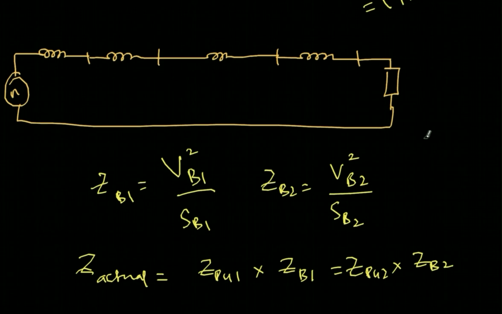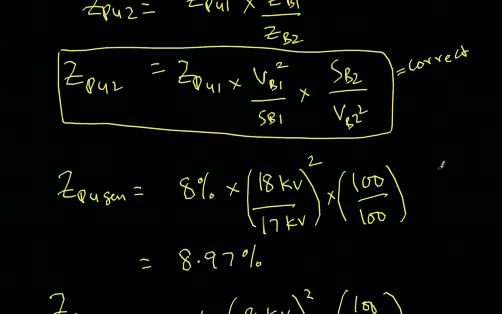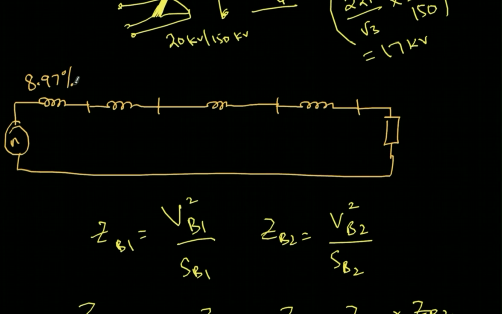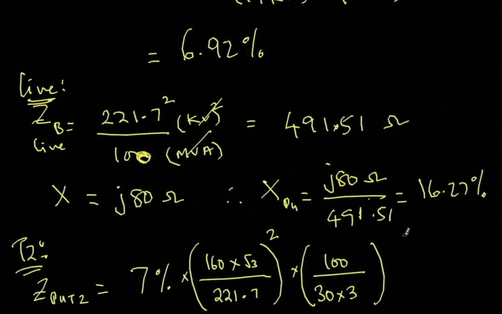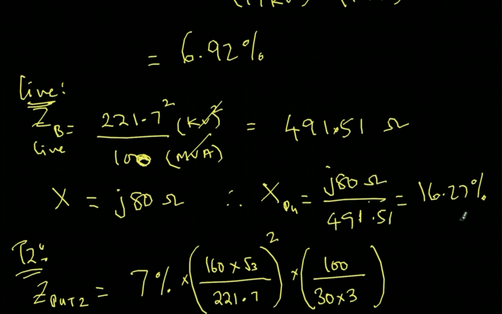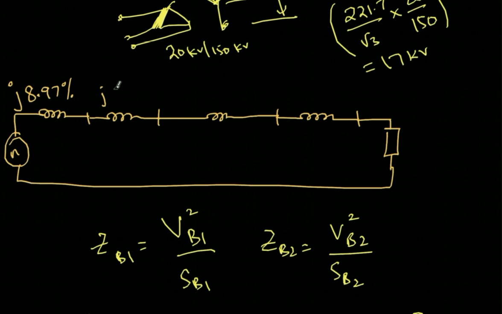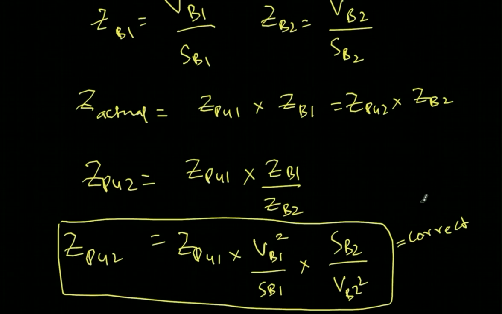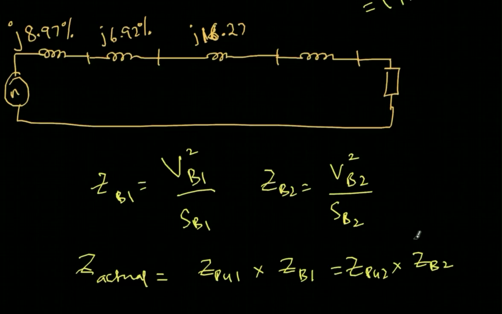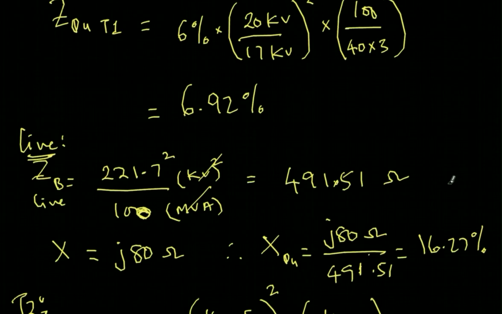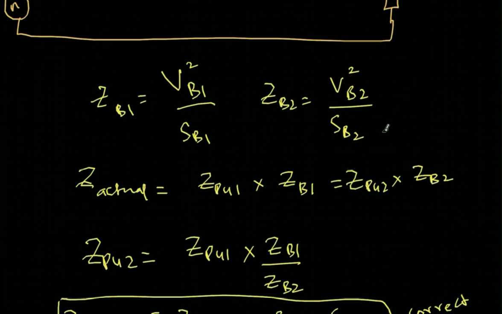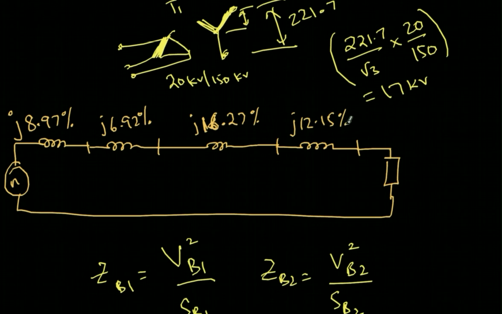Now, what are the values? We have already calculated them, so let me go down here. 8.97% is the reactance of the generator. What is the reactance of the first transformer? That is j 6.92%, and then j 16.27% for the line. I hope it is correct. What else? I have another transformer, let me refer, j 12.15%. And then finally the load, S per unit is 0.4 plus j 0.1936 per unit. Is it 1936?